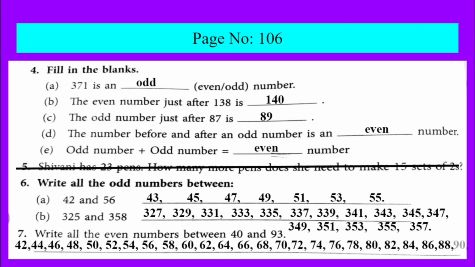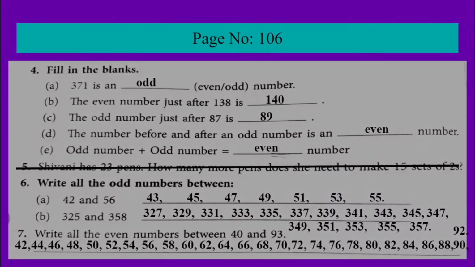So here we have reached the number 92 as an even number. So after 92 it is 93. So 92 will be the last even number between 40 and 93. Okay children, please complete this.